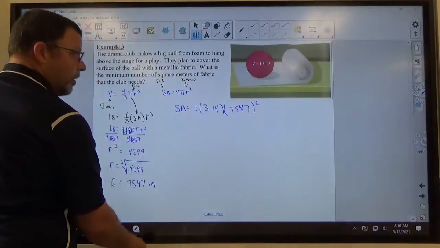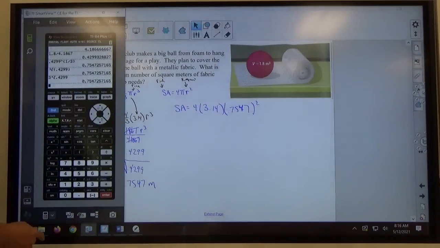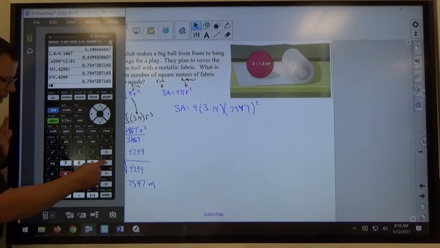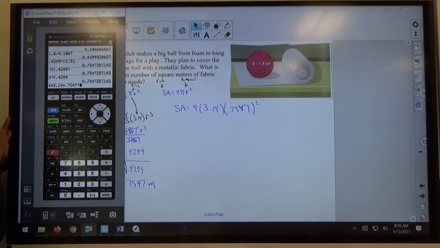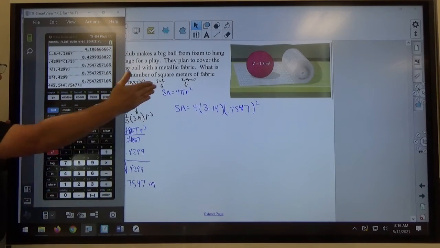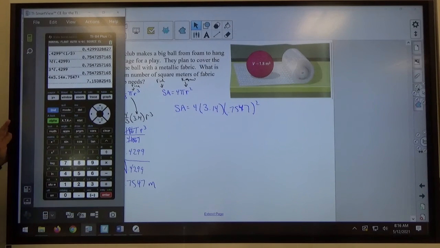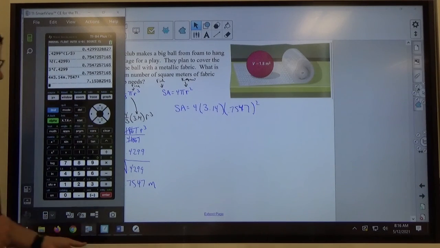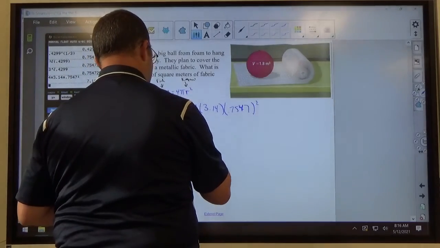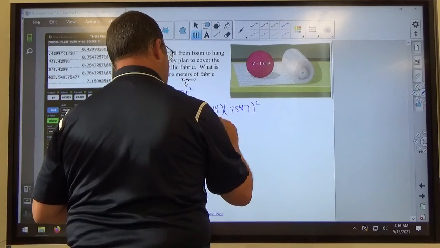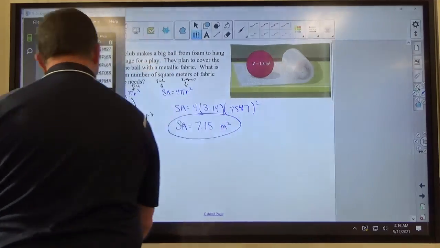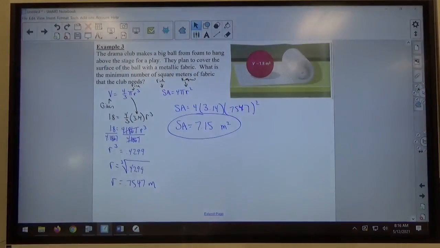Okay. And now it's just a mathematical fact, I just need to evaluate it. So type in 4 times 3.14 times 0.7547 squared. Your calculator knows to square first, then multiply second. It follows the order of operations, so just type in the expression exactly as written, and it should give you the right answer. It's like 7.15. So 7.15 square meters of fabric would be needed to wrap the foam ball up with metallic fabric.